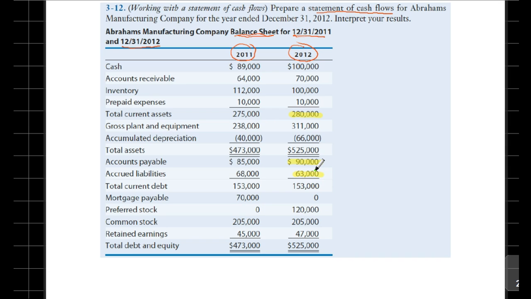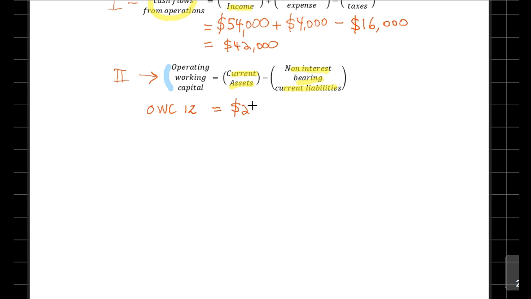Because there are no short-term notes, we don't have to worry about other interest-bearing accounts. There's none, so therefore this number, $153,000, will give us the number we need. So 280,000 minus $153,000. This would come out as $127,000. Okay, now we need to repeat this calculation for the previous year as well.